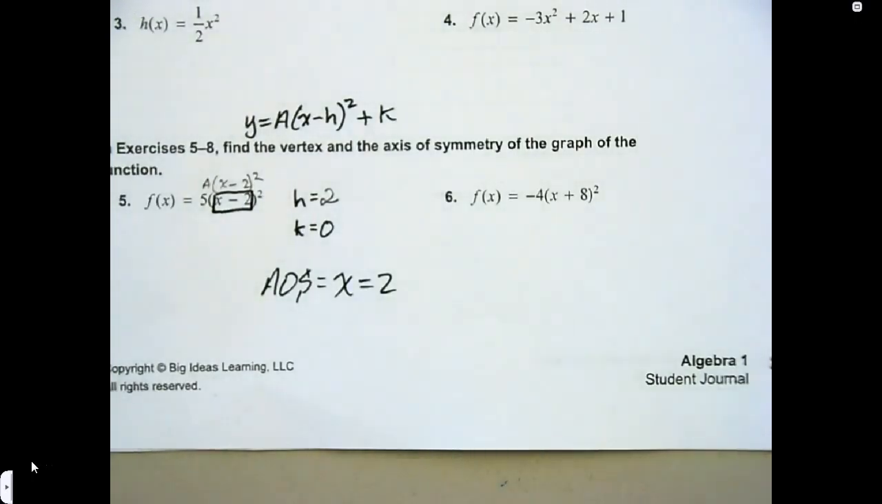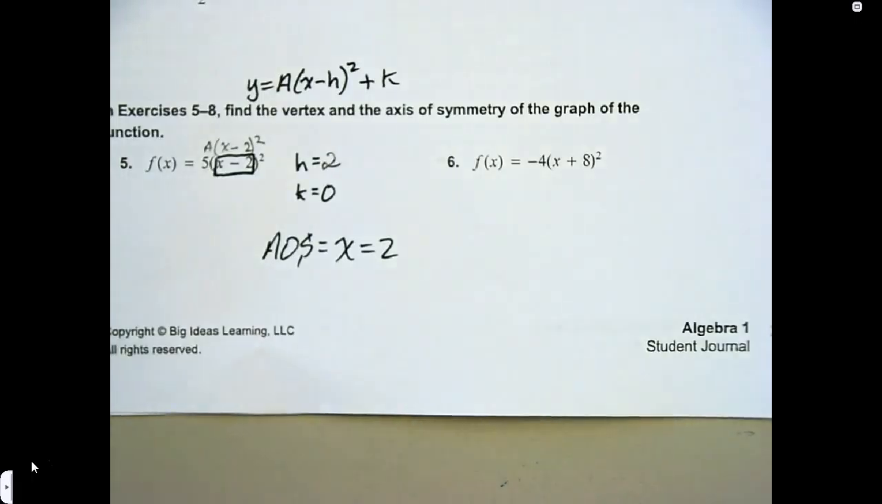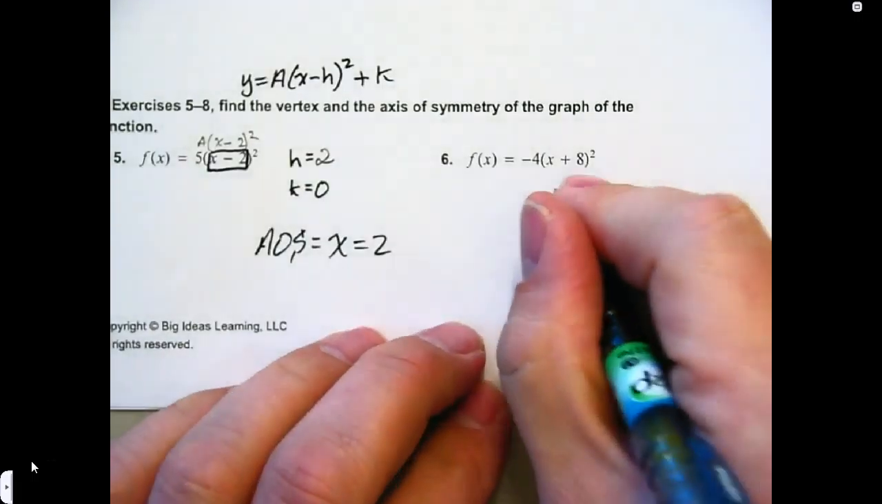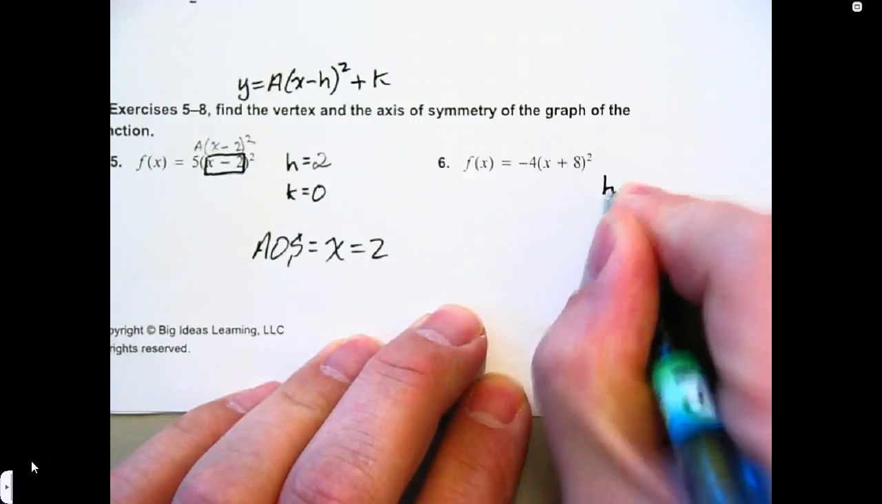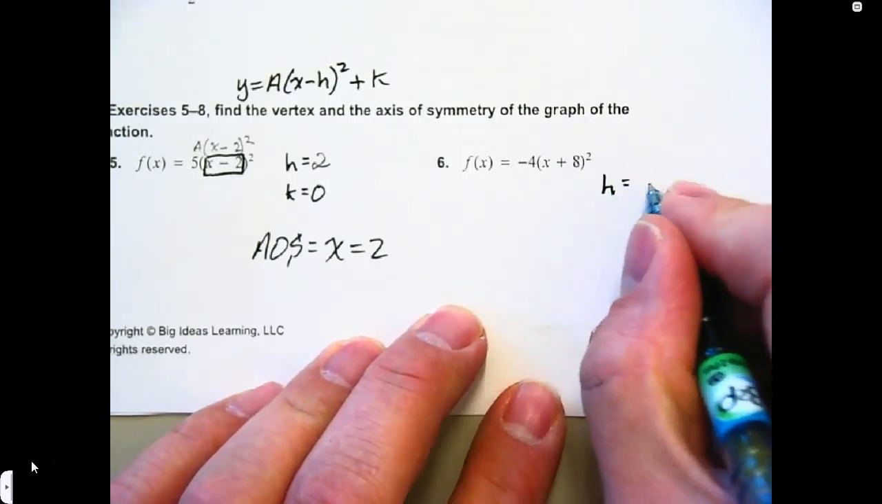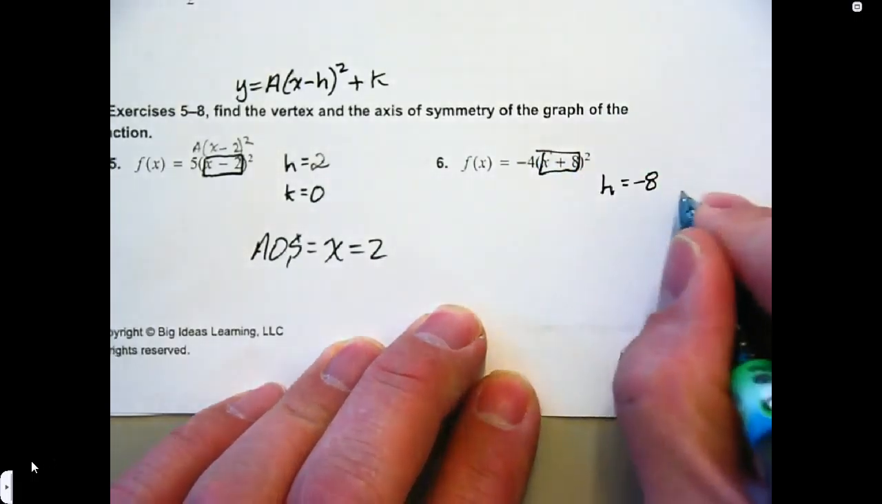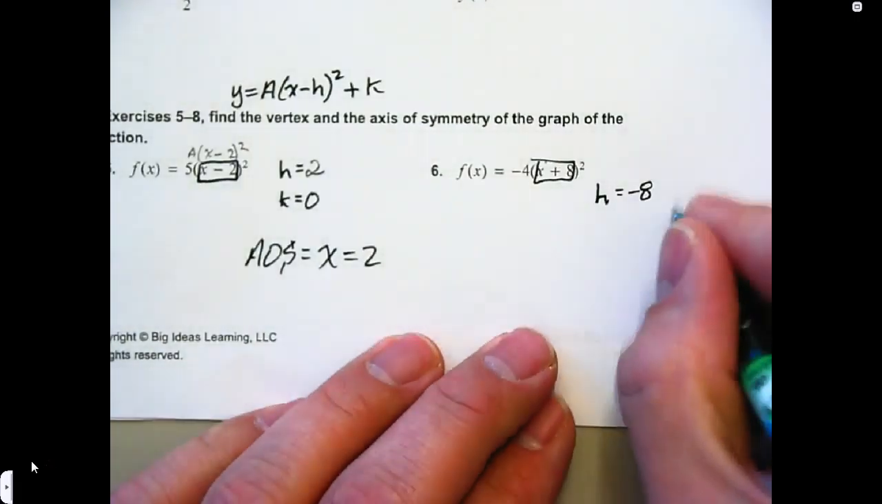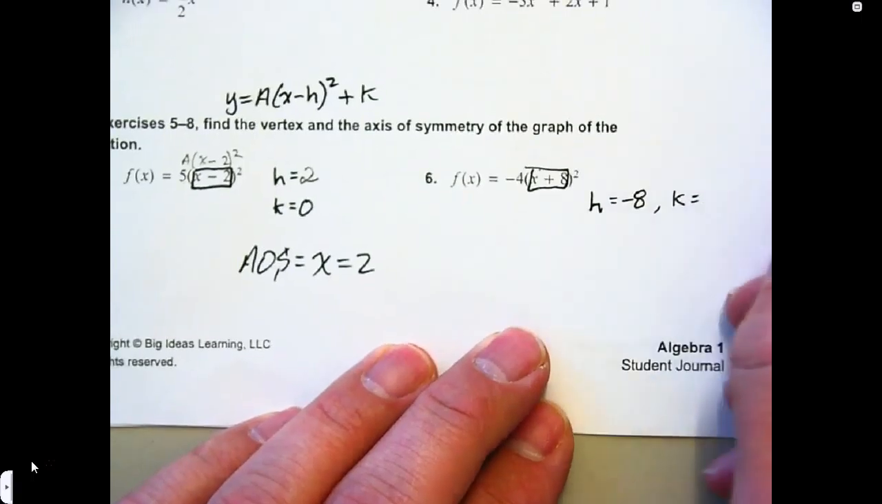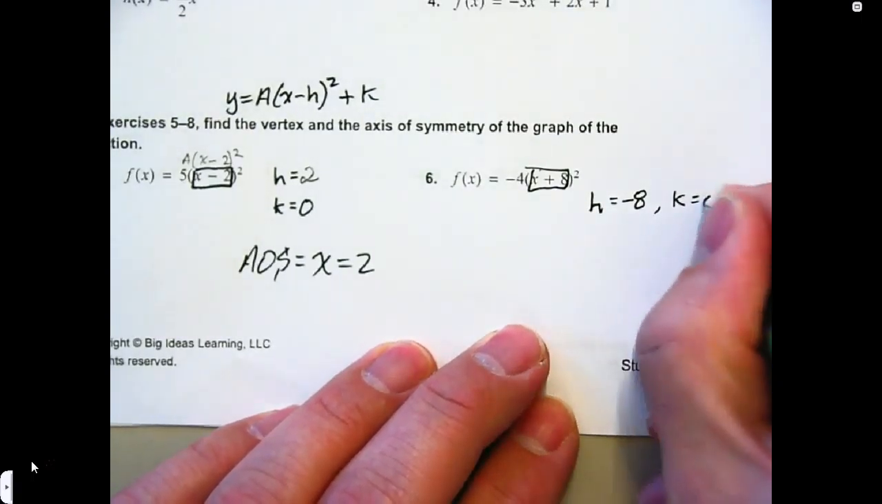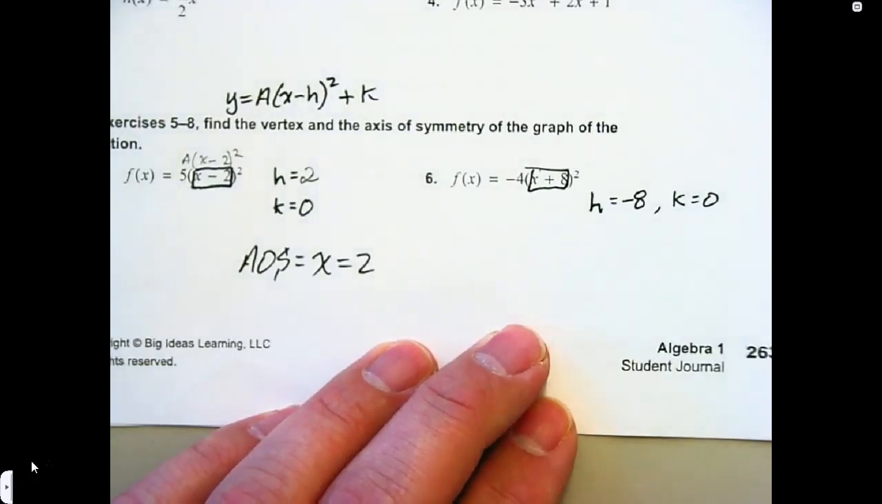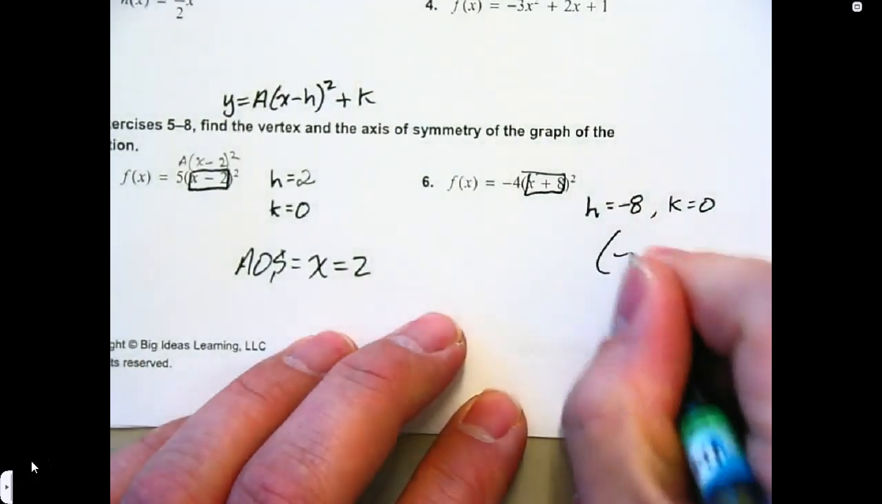Okay, here we go. Number 6. Person number 19. Go ahead, Aaron. What's h here? Negative what? Negative 8, yes. It's whatever makes this 0, or the opposite of that. And person number 10, what's k? It is 0. Yes, 0. Okay, and so therefore our vertex is (negative 8, 0).